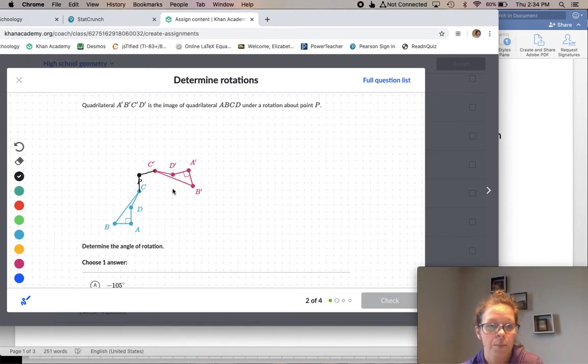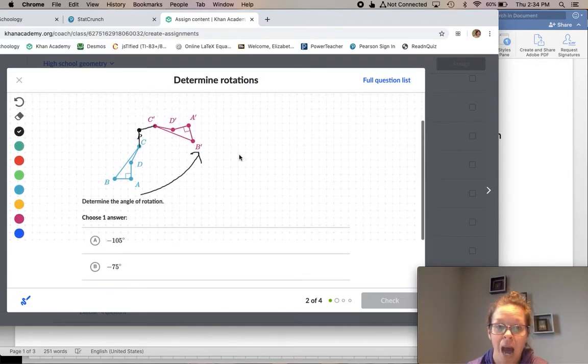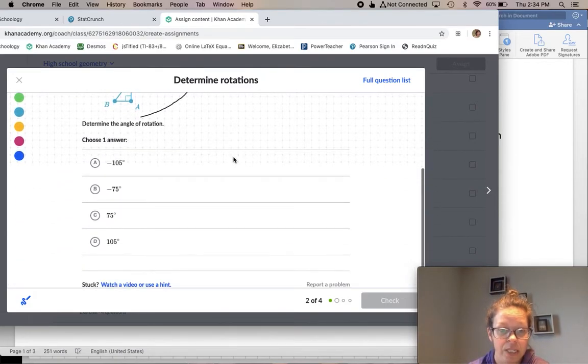Okay, so I'm going to connect point C to C prime, and again it says the primes are the image, so that pink one is the image, that's the end, the blue is the beginning. So if I'm starting at the blue one and going to the pink one, then that means I'm going in the counterclockwise direction. That means I'm going in the positive direction. So I can eliminate these two negative options because that's not it. I'm going in the positive direction here. Then my choices are 75 or 105.